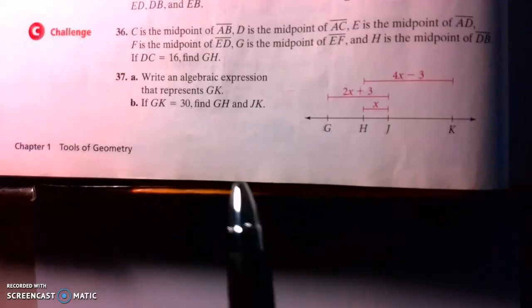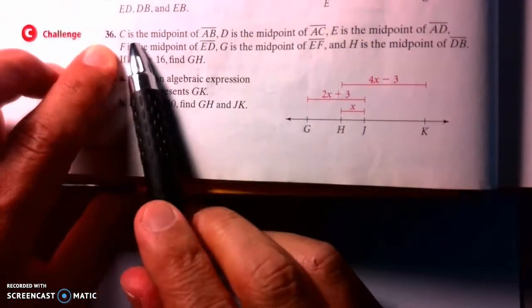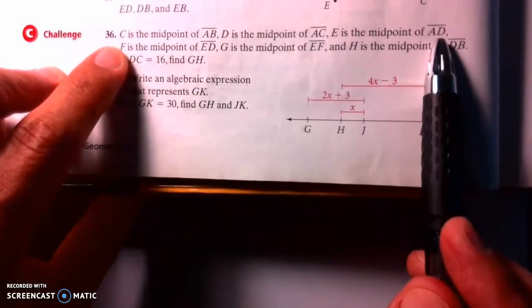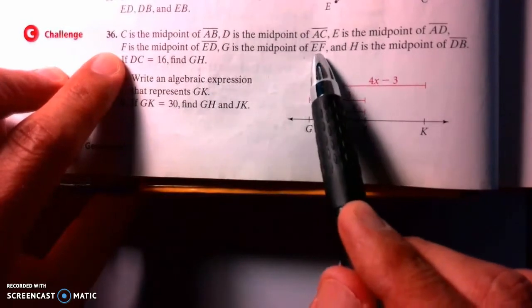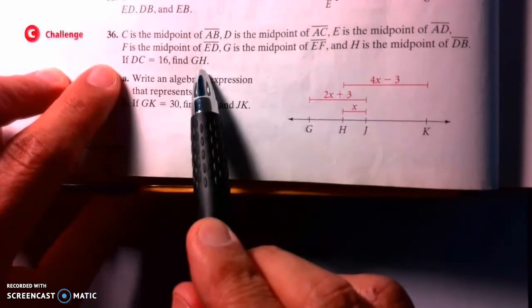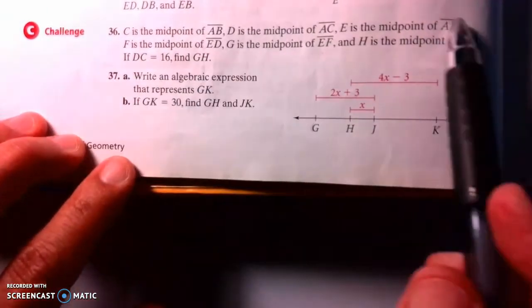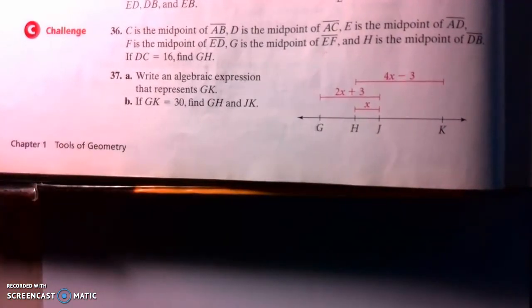Okay, now I'm going to try number 36. I'm going to read it first. This is going to be really confusing. It says C is the midpoint of AB, D is the midpoint of AC, E is the midpoint of AD, F is the midpoint of ED, G is the midpoint of EF, H is the midpoint of DB. If DC is 16, find GH. Now, this is ridiculous. It's a word problem, but what you've got to do is create the picture. So that's what I'm going to do.